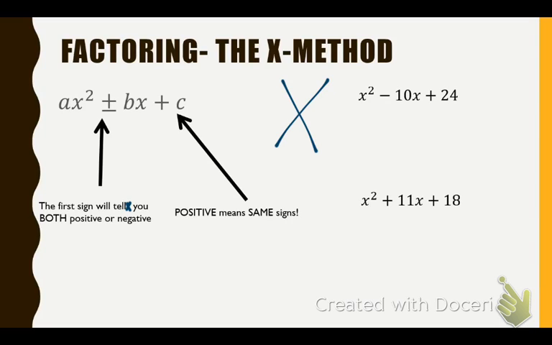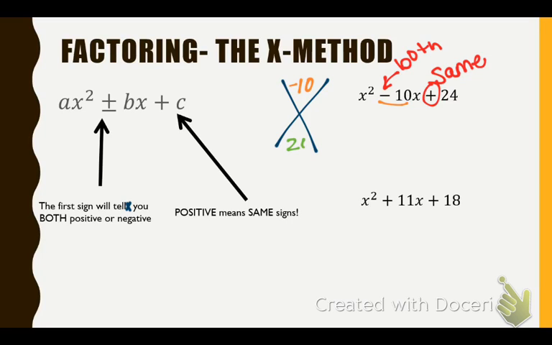x squared minus 10x plus 24. The second sign tells me that they'll be the same signs. The first sign tells me that they both will be negative. I'll explain why. What goes in the top of the x? Negative 10, because of my b term. What goes in the bottom of the x?